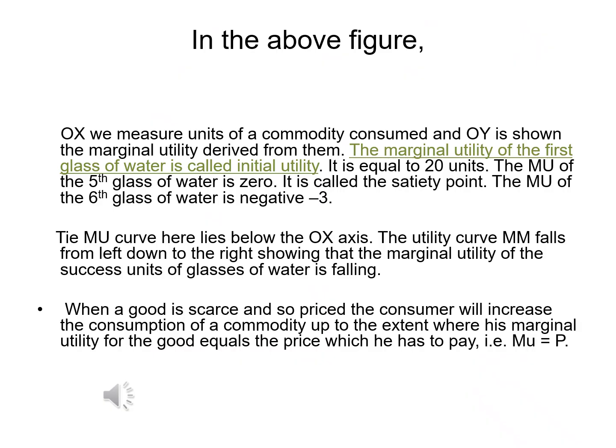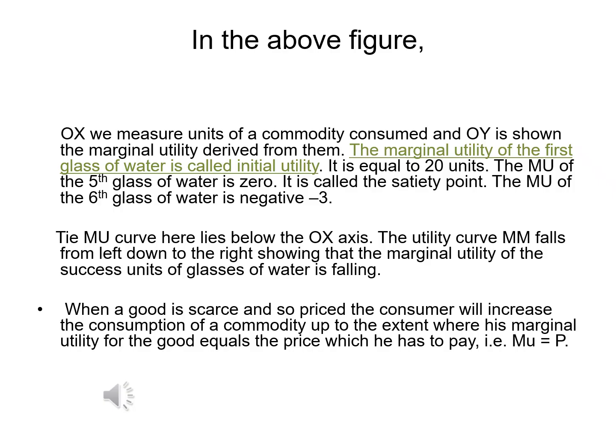In the previous slide, we analyzed the first part of the graph illustrating the law of diminishing marginal utility. We learned that the marginal utility curve slopes downward and eventually reaches the satiety point, where marginal utility becomes zero. In this slide, we shall complete the interpretation of the graph by understanding what happens after the point of saturation and how this graph explains consumer equilibrium.